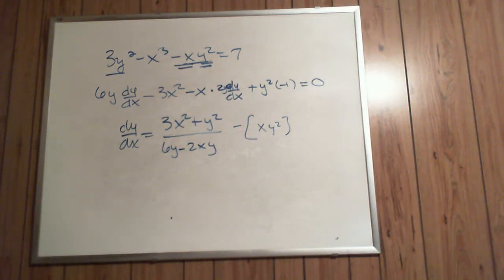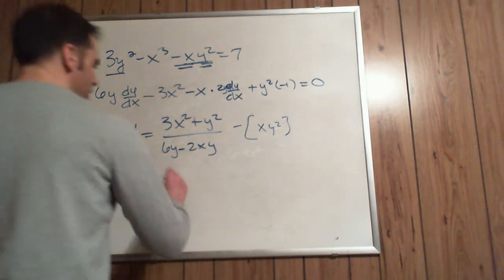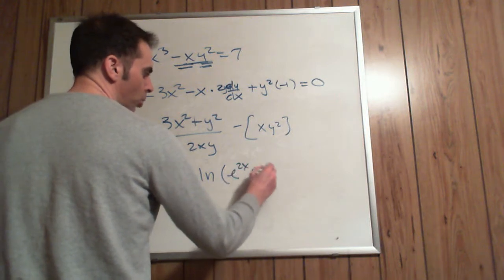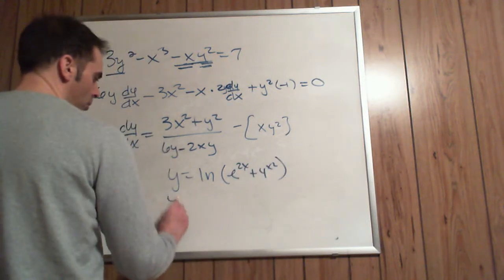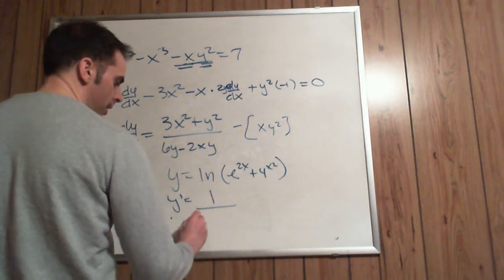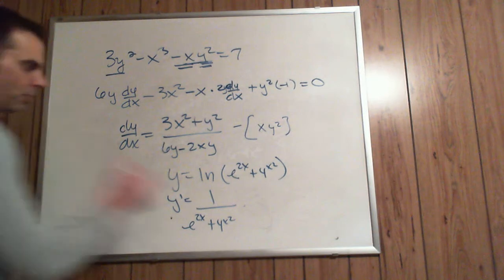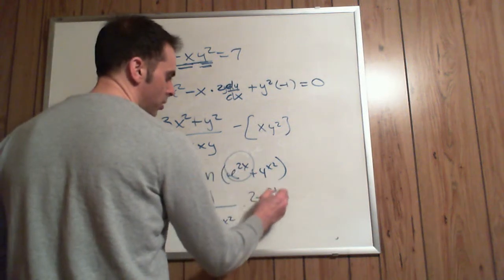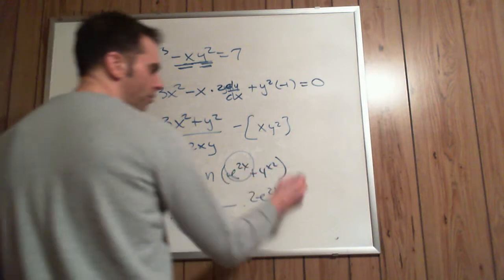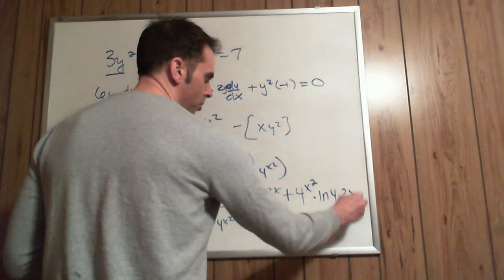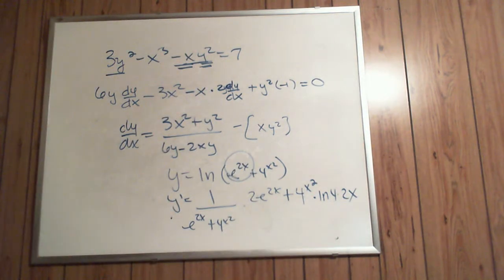And just remember real quickly again that y equals, suppose we have the ln of e to the 2x plus 4 to the x squared. Well, that y prime would be 1 over the inside stuff times the derivative of the inside. And the derivative of e to the 2x is 2e to the 2x. Plus the derivative of 4 to the x squared is 4 to the x squared times ln of 4 times 2x. That would be y prime in that case. Okay?